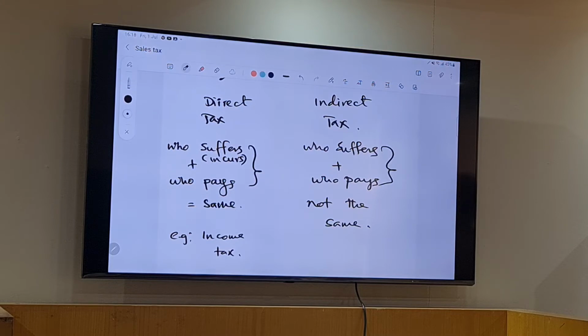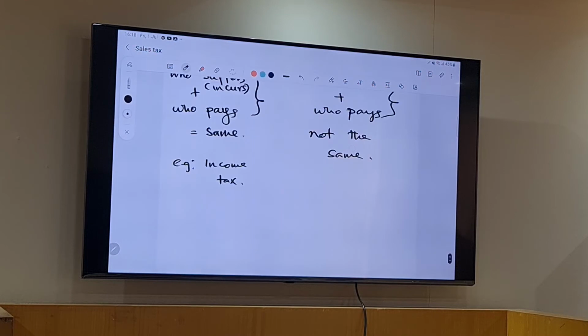That type of tax is known as indirect tax. A very good example for that is VAT. What is the full form? Value added tax. Also, you have another one here: GST, very famous in India. Goods and services tax. These all, we have another name, sales tax.